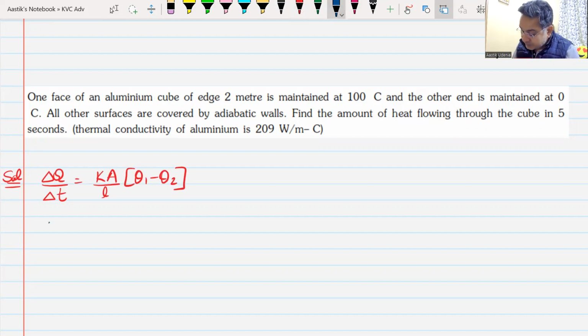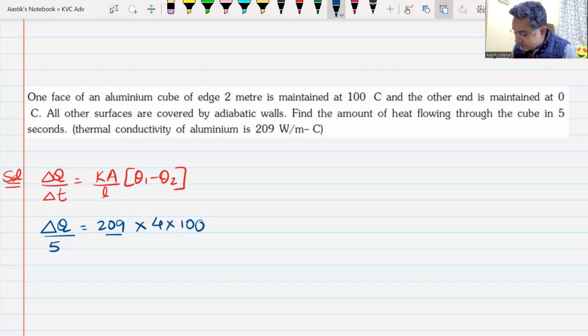Delta Q is the amount of heat, that is what you have to find out. Delta Q divided by time, which is given as 5 seconds. K is given as 209, and everything is given in SI units. The edge of the cube is 2 meters, so the area of cross section will be 2 into 2, 4 meters squared, multiplied by the change in temperature. Whether you call it degrees Celsius or Kelvin, it is the same. Divided by the length, which is 2 meters. Multiply it, divide it, and you will get the answer.